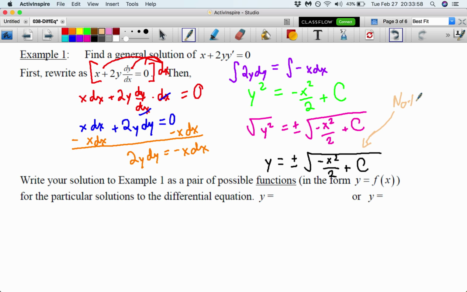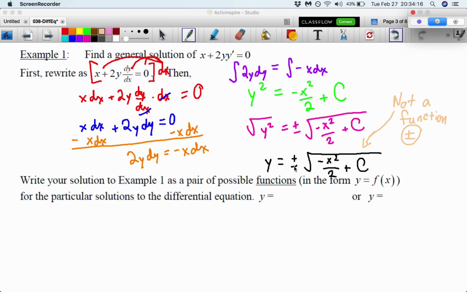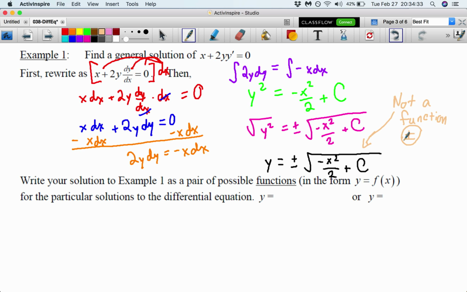Not a function. The reason it's not a function, the plus or minus. The plus or minus makes it not a function. It means we'll have positive y values and negative y values for the same x value. And that's just simply not allowed. So, how can we get rid of the plus or minus? All we can do in this case is just to write two separate functions. One function representing the positive solutions.